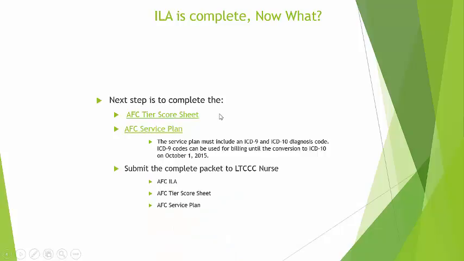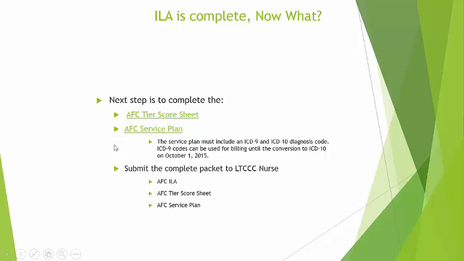So once you've found your tier and your rate, you'd want to include that. You'd want to then send the AFC ILA and the tier score sheet to the long-term care clinical coordinator nurse. Again, they would then do utilization review and just confirm the tier with you, so then you could continue to move through the process with the individual in the pre-transition work and home provider matching process.